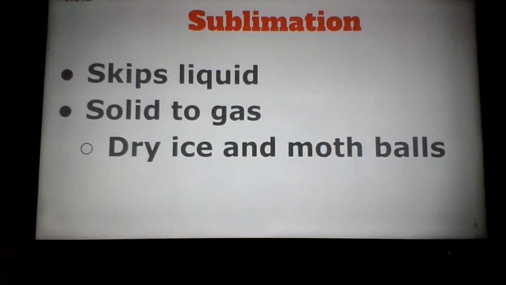Dry ice, we just talked about. Mothballs. Those are solids that will become gas. Put a little drop of water on a mothball and you may be able to see the vapor come up. Of course, mothballs can be poisonous.